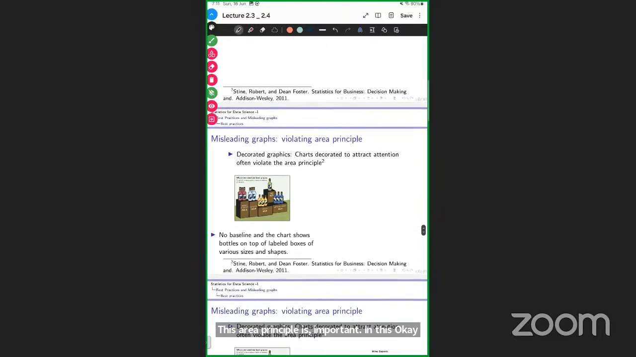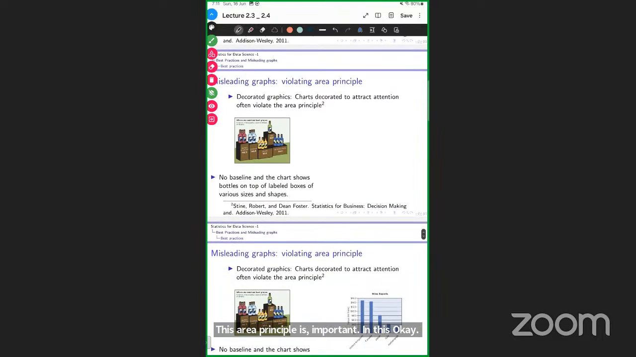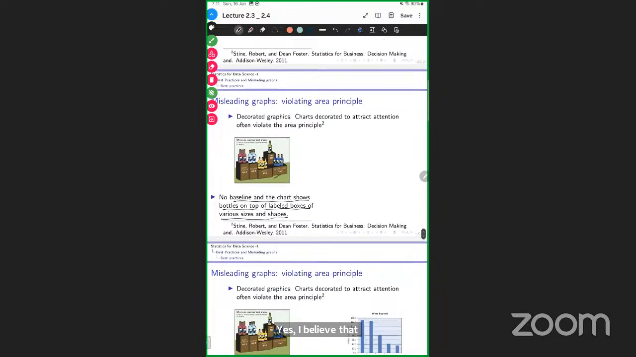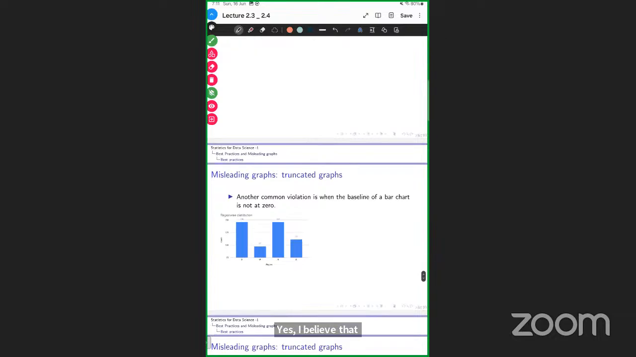Here, this is a misleading graph because there is no baseline and the chart shows a bottle on top of labeled boxes of various sizes and shapes. The size is different, the shape is different. Let's say this is a decorated graph. So this is a misleading graph. If you go through these examples, you will know what this is.